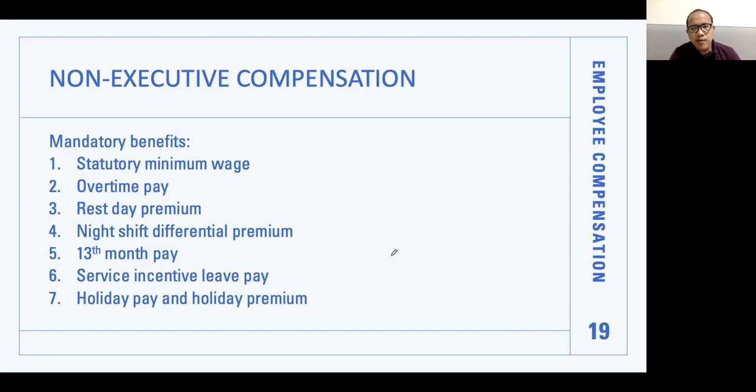Rest day premium, so meron tayong rest day. If you will be required to work on your rest day, you are entitled to receive at least an additional 30% of your daily salary. Night shift differential premium. So if you will be required to work between the hours of 10 p.m. to 6 a.m., or mas kilala natin sa tawag na graveyard, meron kang minimum of 10% night shift differential. Minimum yun. Again, the company may go higher, pero hindi pwedeng mas mababa.